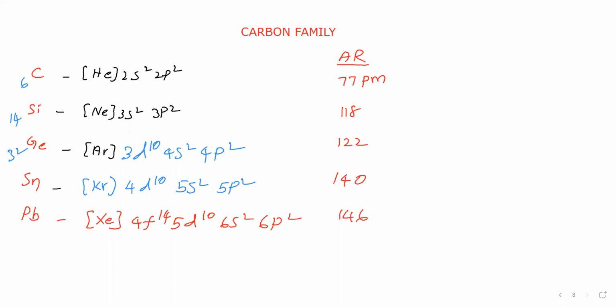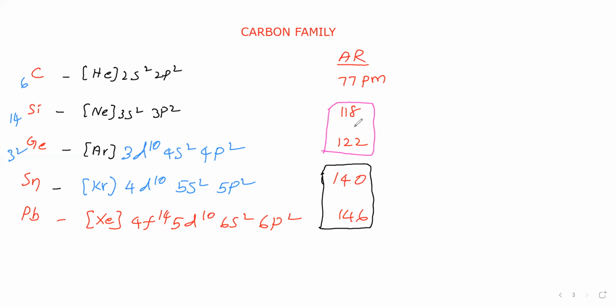So in the rising atomic radius, is there any variation that you see? From carbon to silicon, you see how much atomic radius increases. Silicon to germanium, you see how much atomic radius is increasing. Next, germanium to tin. Tin to lead, you see how much increasing. So down the group atomic radius increases, no doubt, but silicon to germanium increase is just 4.